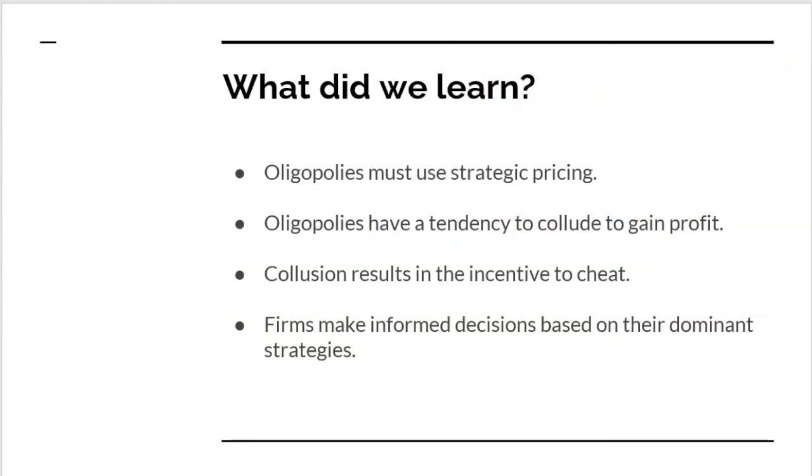Well, oligopolies have to use strategic pricing, which is essentially the essence of game theory. There is a tendency to collude to gain profit, right? If both firms cheat and they talk to each other, which is colluding, they can make more money without relying on game theory, right? So collusion results in the incentive to cheat, which is against the laws of our country, right? Which is why we're going to call it cheating here. And at the end of the day, because collusion and cheating is illegal, firms have to make informed decisions based on their dominant strategies or other firms' dominant strategies there.